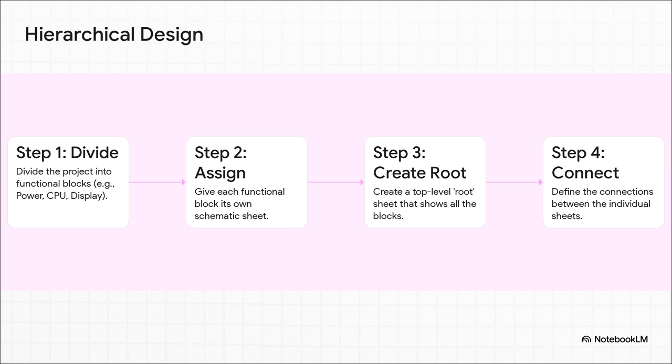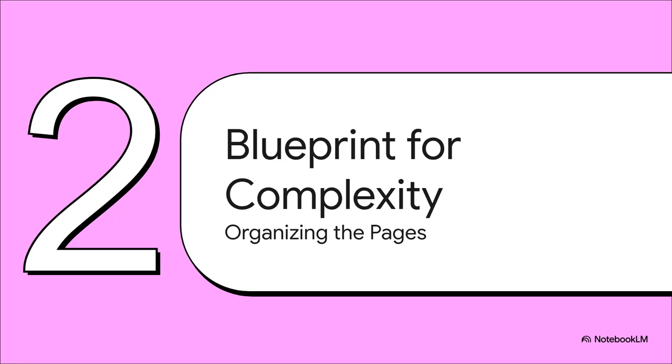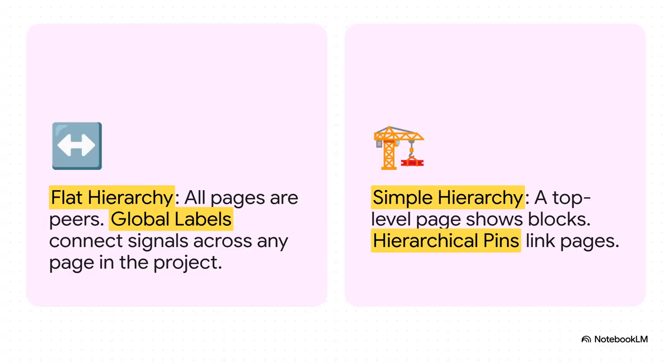First, you divide the whole project into its main functional blocks. The power supply goes here, the main CPU here, the display driver over there. Each of those gets its own schematic sheet, its own little blueprint. Then, you create a top-level page that's basically a master map, showing how all those smaller blueprints connect to each other. And this gives us a blueprint for complexity, which means we need some smart ways to organize all these pages.